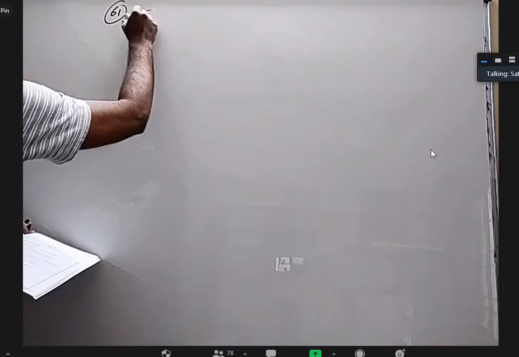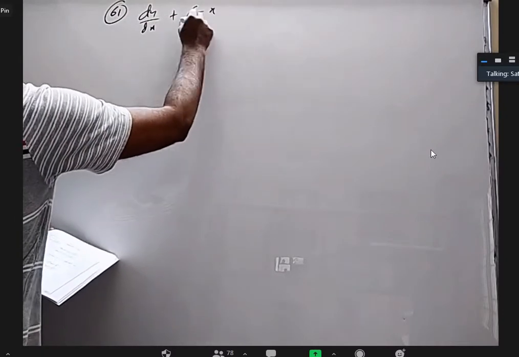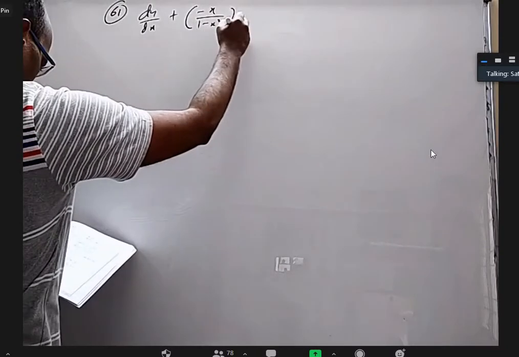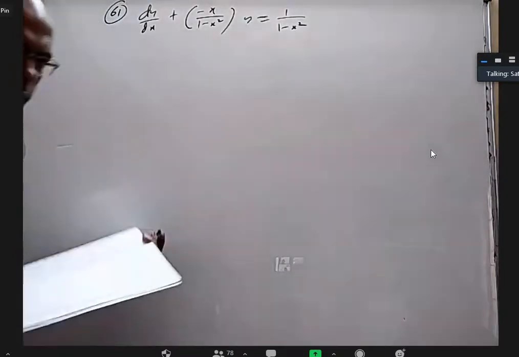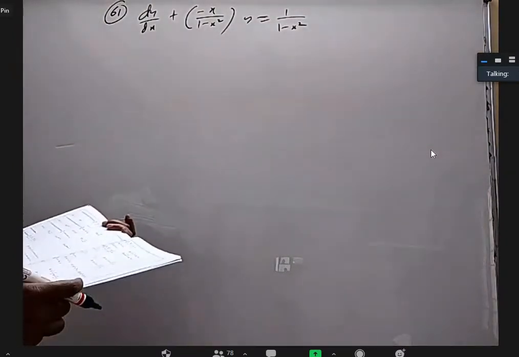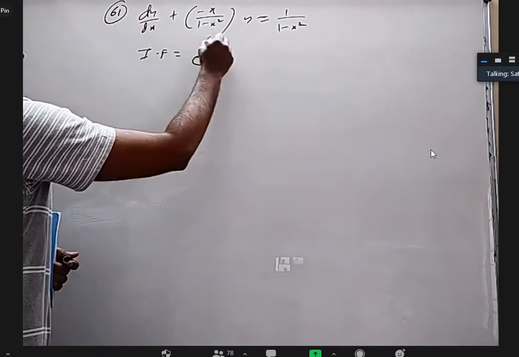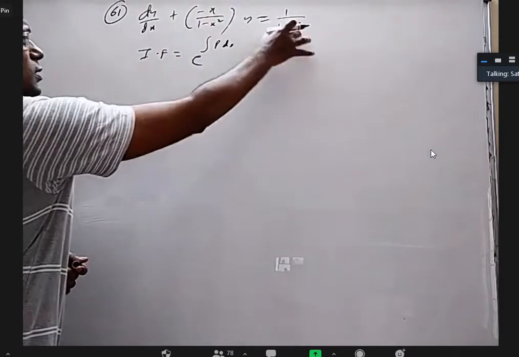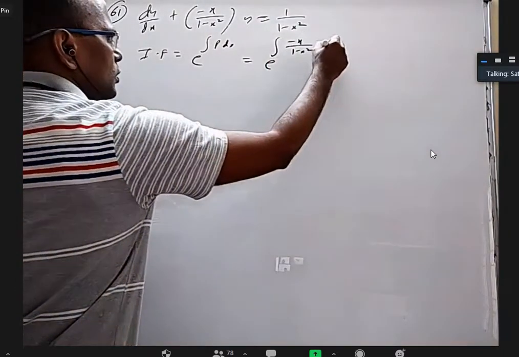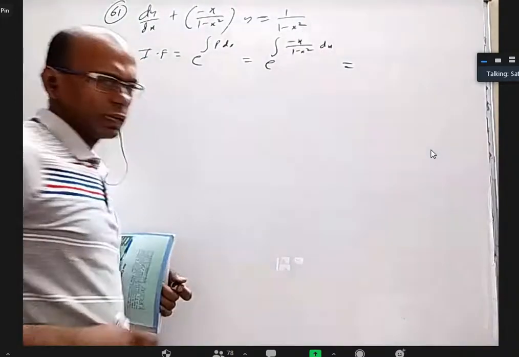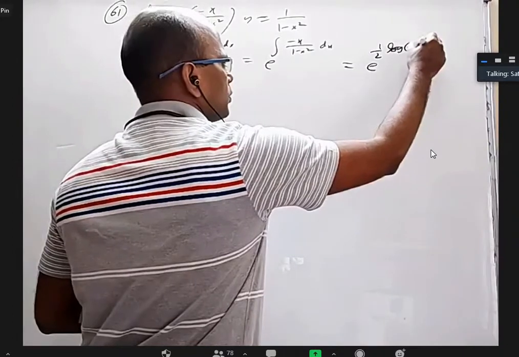Okay, 61. dy by dx plus minus x by 1 minus x square into y equals 1 by 1 minus x square. So integration factor is e power integral P dx. This is P and this is Q. E power integral of minus x by 1 minus x square dx. For this, it is a derivative except for the 2. So it will be half of log of 1 minus x square.